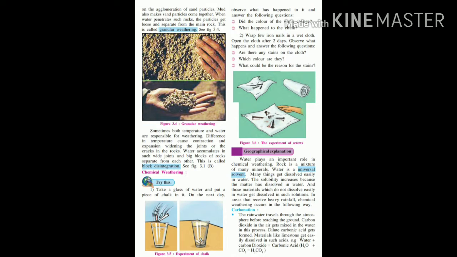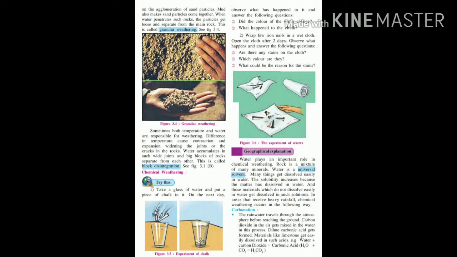Next, one more activity is given. Wrap a few iron nails in a wet cloth and open the cloth after 2 days. Observe what happens and answer these given 3 questions. Are there any stains on the cloth, which color are they, and what could be the reason for the stains.